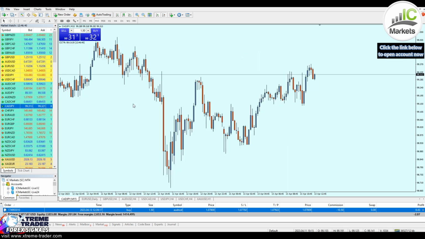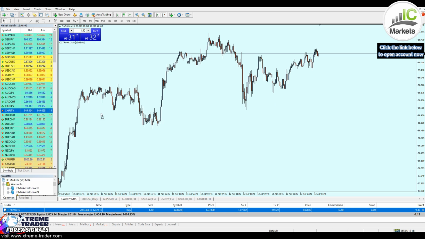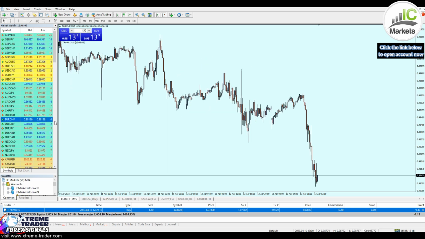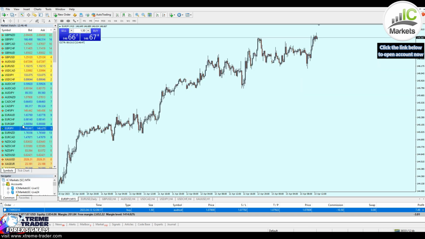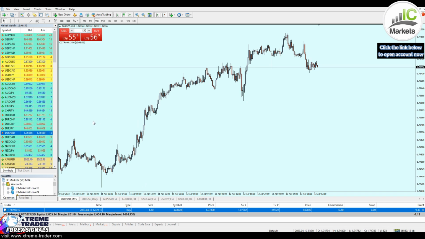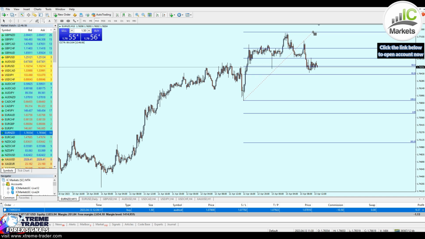Actually, let me try to find another setup right now. Hopefully I can find one in front of you, so you can see, guys, what it takes to find setups using the Fibonacci retracement. We have to understand that this is not random at all. It's all calculated for a reason.